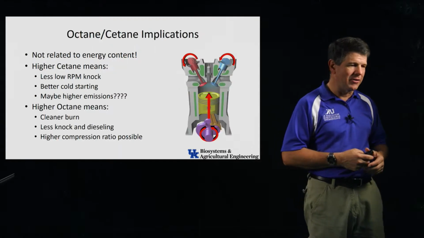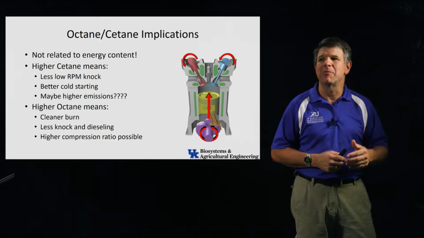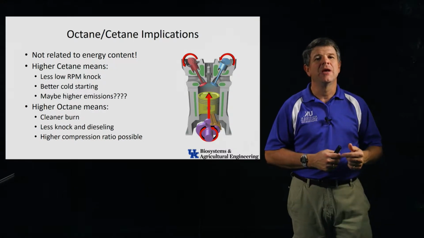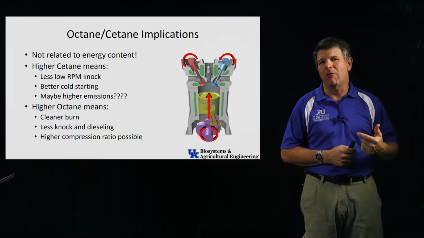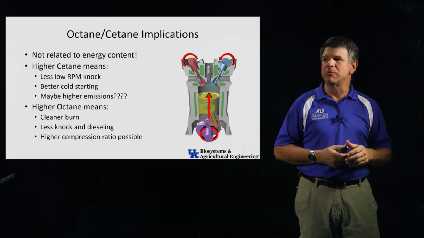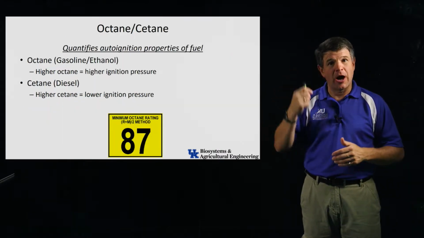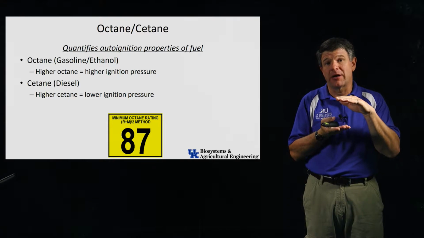Now, I kept dancing around this octane and cetane thing. Let me come back to that and understand that. Octane and cetane are a way that we quantify those auto-ignition properties of the fuel. So let me back up a little bit. The auto-ignition properties, remember we talked about that in an earlier module.